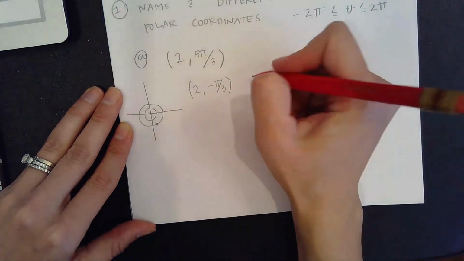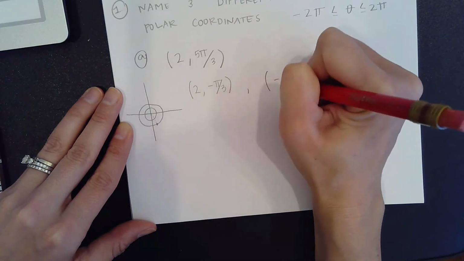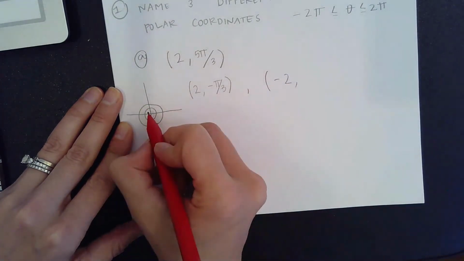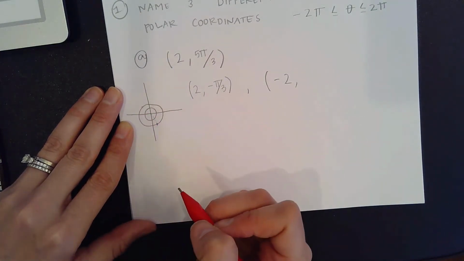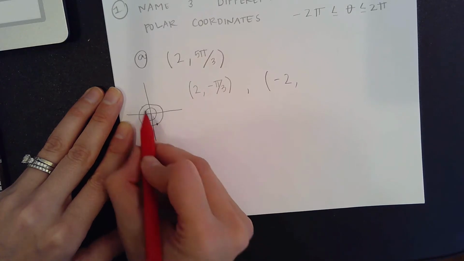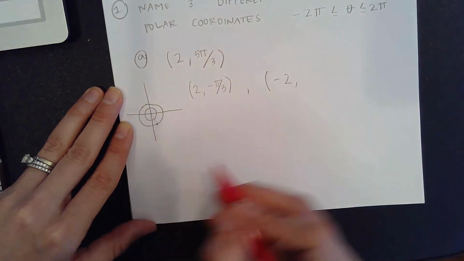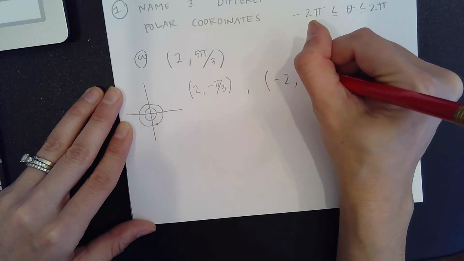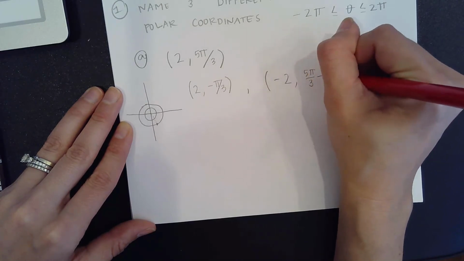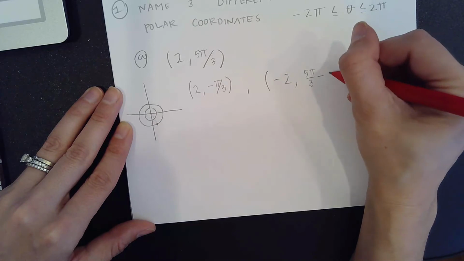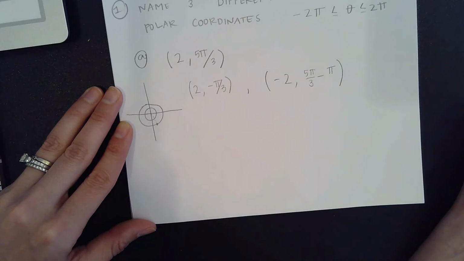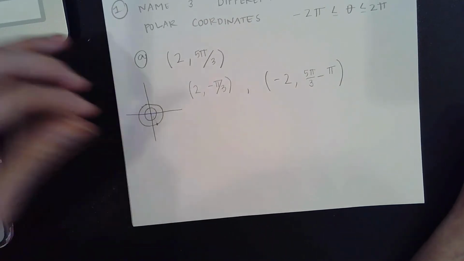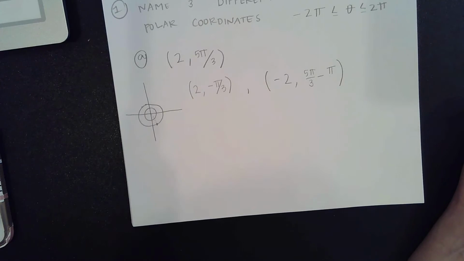Okay, and then now if I change it to a negative 2, so remember negative 2, I would have to basically plot this point up here, or technically that point up there. So what I'm going to do is say 5 pi over 3 minus a pi. So I'm going to subtract a pi here, instead of adding a pi like we would in our normal case.